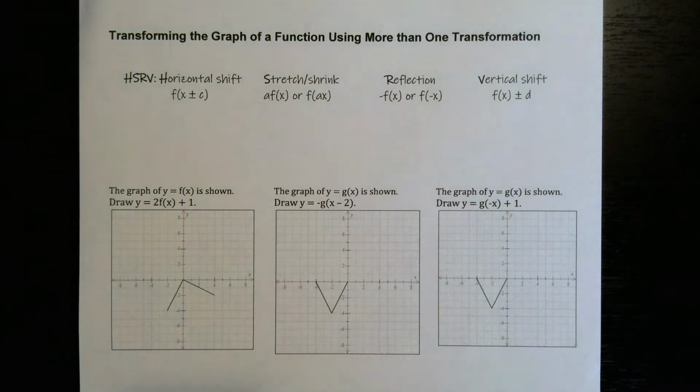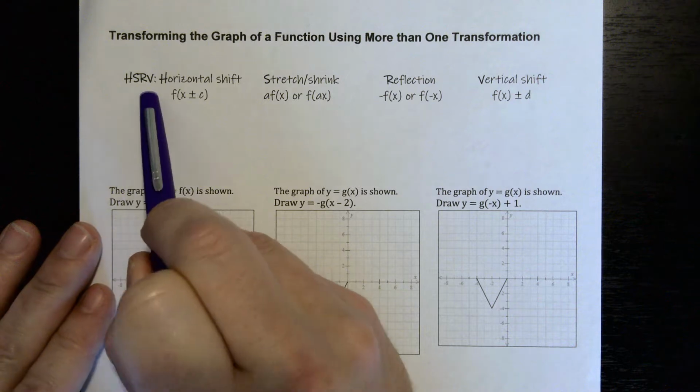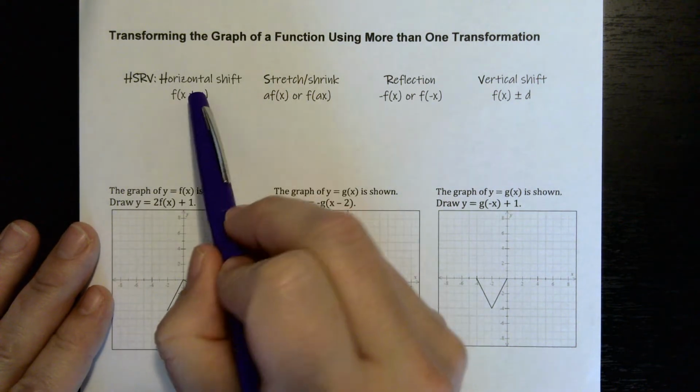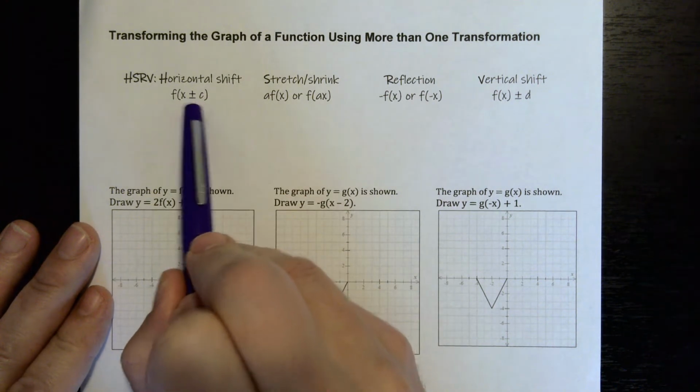In this video, we're going to be looking at how to transform the graph of a function using more than one transformation. And we have an order. Our order is HSRV. So the first thing you look at is for horizontal shift. That's when you have plus or minus a number on the inside.